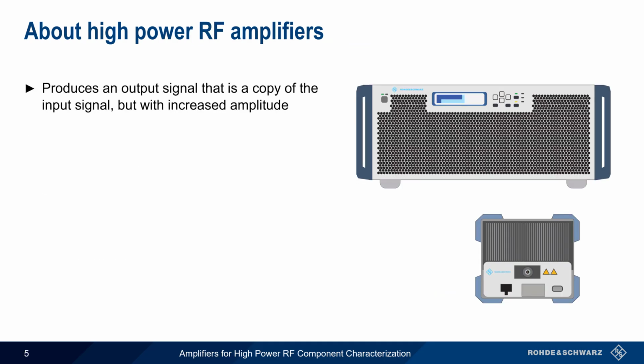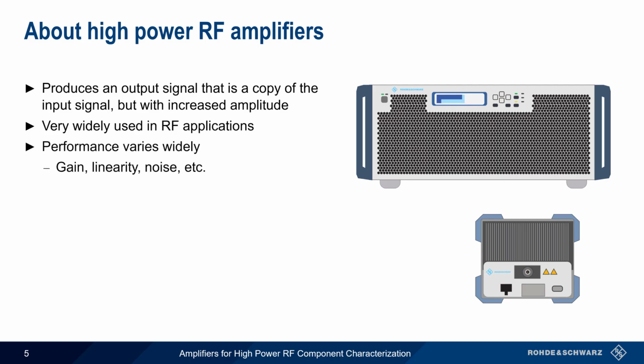An amplifier is a device or component that amplifies a signal. That is, it produces an output signal which is a copy of the input signal, but with higher power or higher amplitude. Amplifiers are widely used in RF applications, and they can have both many different form factors, as well as very different performance with regards to things like gain, linearity, noise, etc.